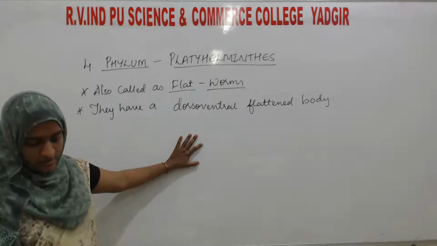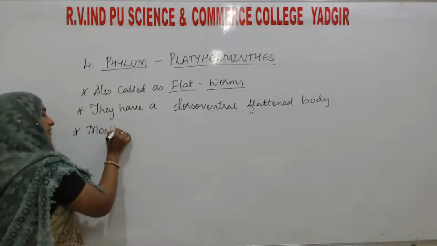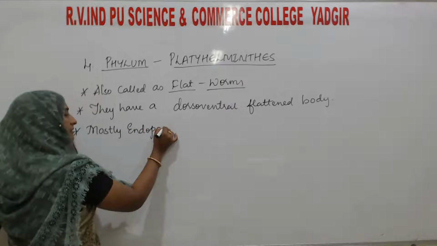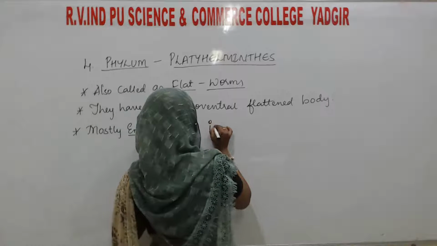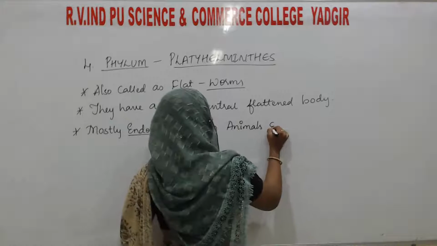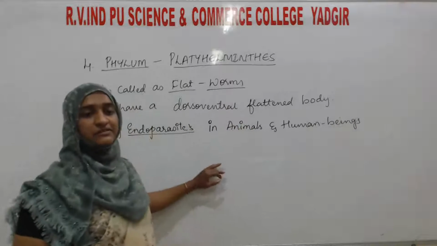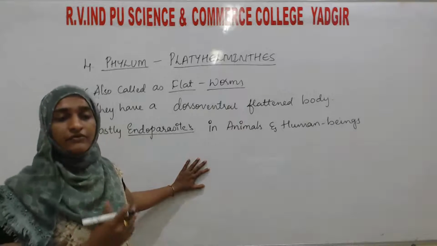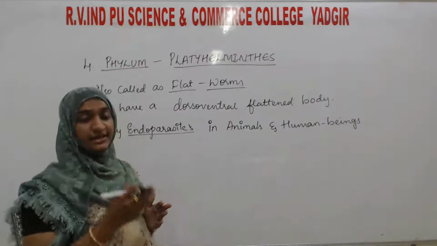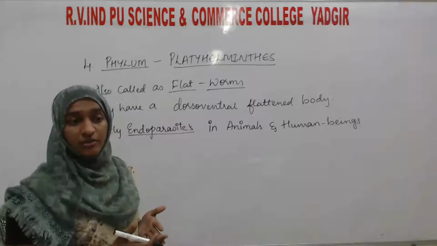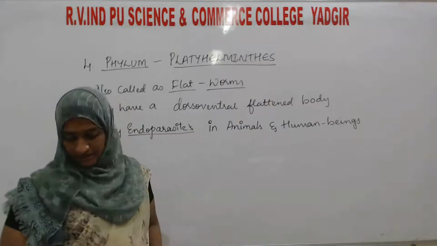The next thing, they are mostly endoparasites in animals and human beings. Endoparasite means these animals will live inside the body of some other animals or some other human beings. So they are parasites surviving there, inside the body, not outside the body or on the surface of the body. That is why they are known as endoparasites in animals and human beings.